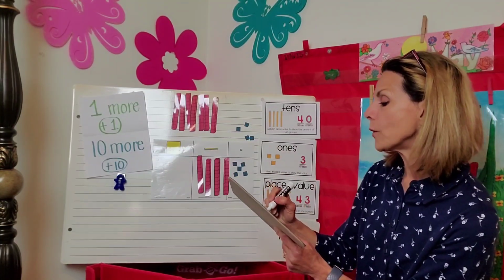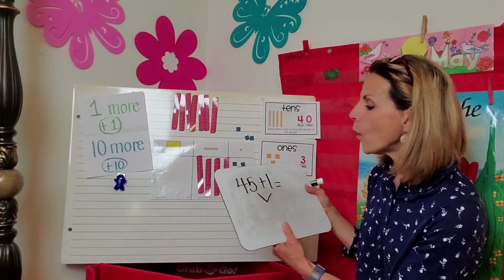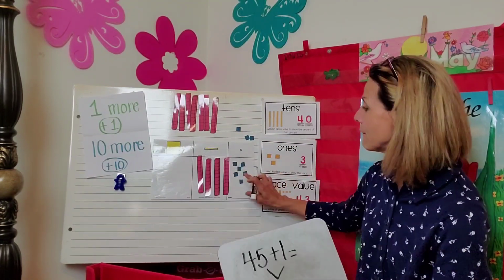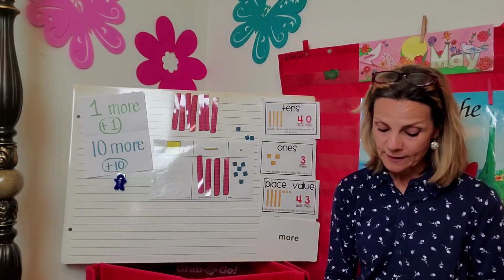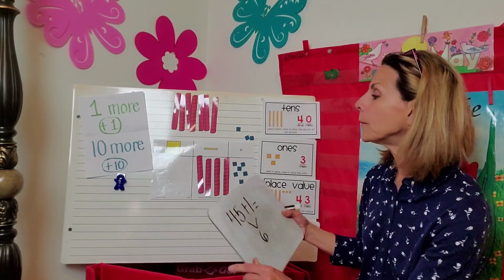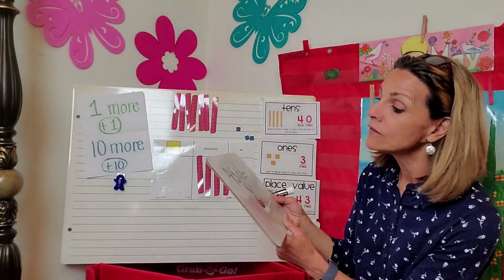So if I'm showing my thinking, I'm adding 5 ones and 1 one, which is 6. I'm going to pull out the value of this 4, which is 40.